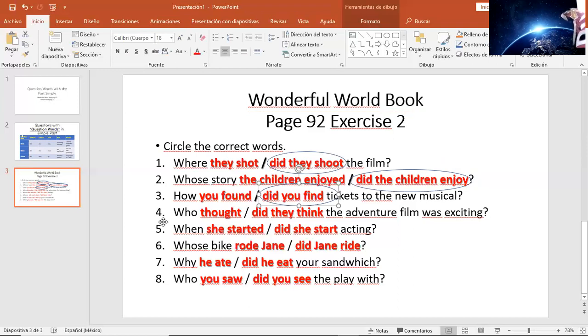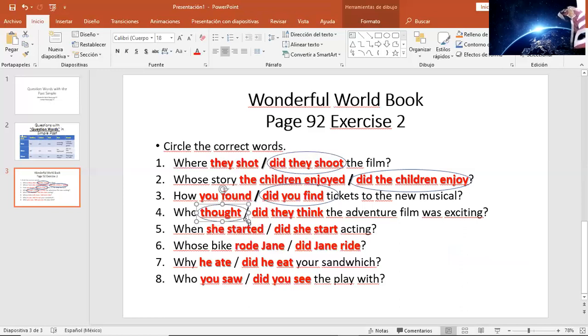Okay, number four, now. In number four, you have to remember, it's an exception, because we don't have a subject for number four. How do we know that we don't have a subject? No tenemos un sujeto. We are asking for the subject. Estamos preguntando por el sujeto. So we're not gonna use did. So in this case, who did they think the adventure film was exciting? It's incorrect because we don't have the subject. We are asking for the subject. So in this situation, the correct answer is thought.